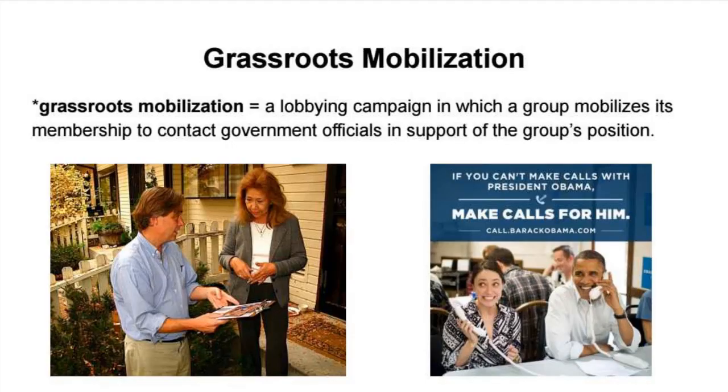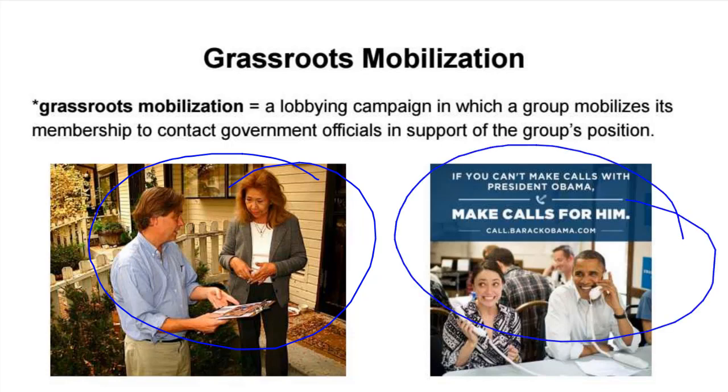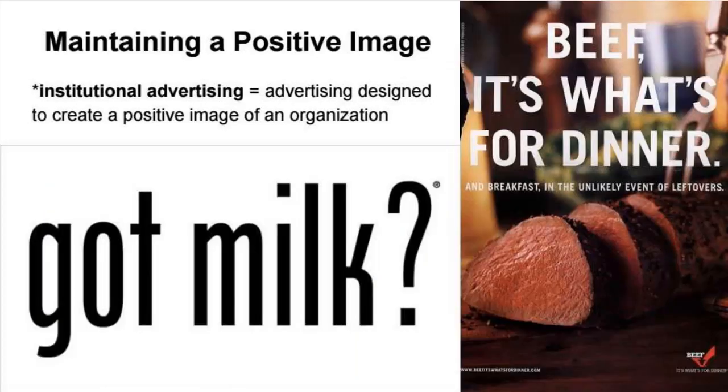Grassroots mobilization. This means a lobbying campaign that gets the membership to contact government officials. They knock on doors to convince other people of their goals, maybe convince them to become members. Perhaps they participate in things like telethons during a presidential campaign. These are the hands-on ways by which organizations achieve their goals, such as getting certain legislation passed or getting certain candidates elected.